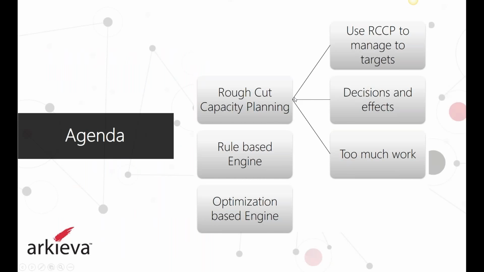So what's the agenda for today? As I mentioned previously, today we're going to focus on inventory planning. We're going to go through an exercise looking at one product with RCCP techniques. That's going to help us look at some decisions and the effects of those decisions. And we're going to realize at the end of it all that that might be too cumbersome. It might be too much work trying to do that with RCCP. So as a result, we're going to look at some alternatives as well, and this is going to be a rule-based engine or optimized-based engine.